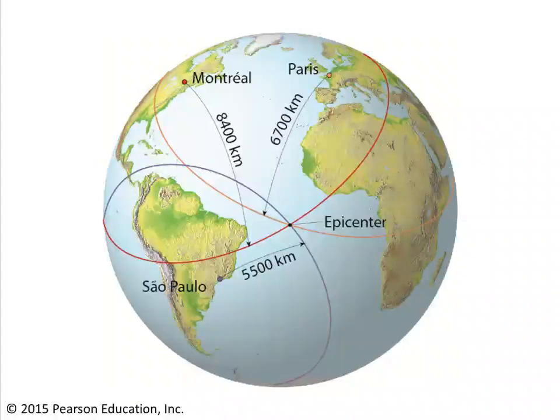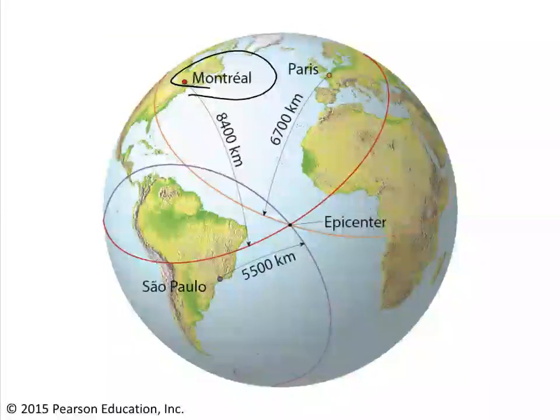For instance, in this diagram, you can see the city of Montreal has an S minus P time that correlates to a distance of 8,400 kilometers away from the earthquake. So every point along this red circle is exactly 8,400 kilometers away from Montreal. And so the seismologist would know that the earthquake occurred somewhere along that circle. So then you've got to match that up with data from 2 other seismographic stations.